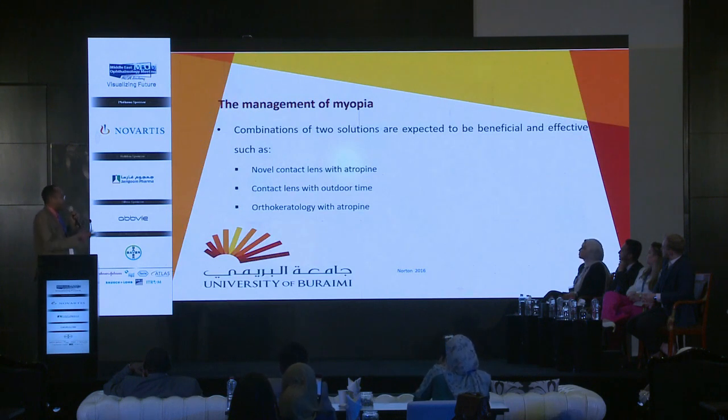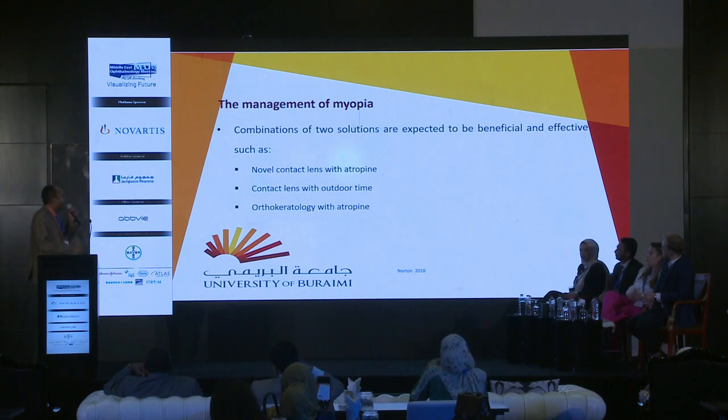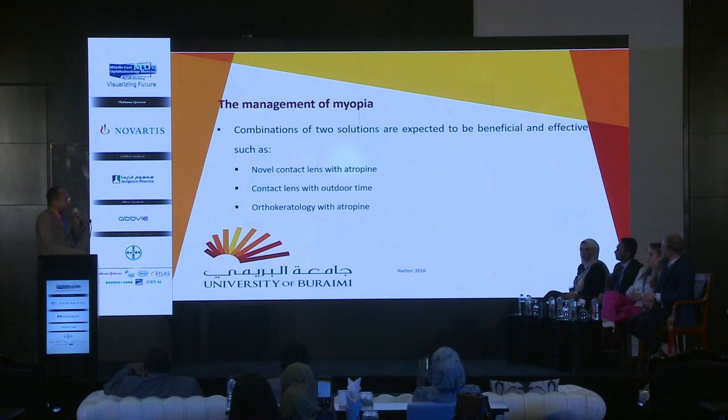Combination of two: sometimes with a patient with a high number of myopia or high powers, we need to combine two types, like using a novel contact lens with atropine, or using a contact lens with outdoor time, and also orthokeratology. But with orthokeratology the result is not good, because the patient will regress another time if they stop using the orthokeratology lens.